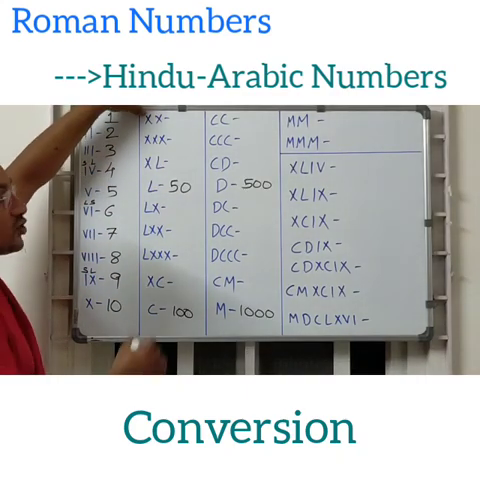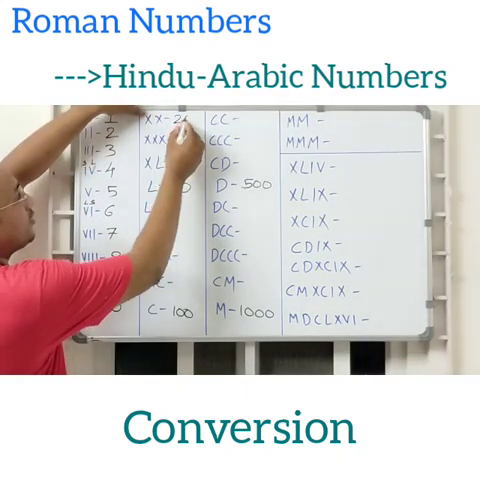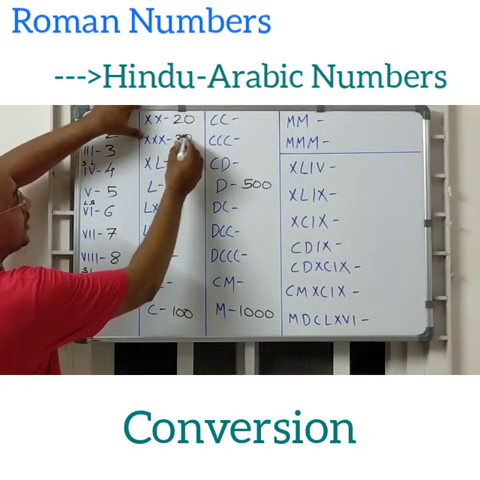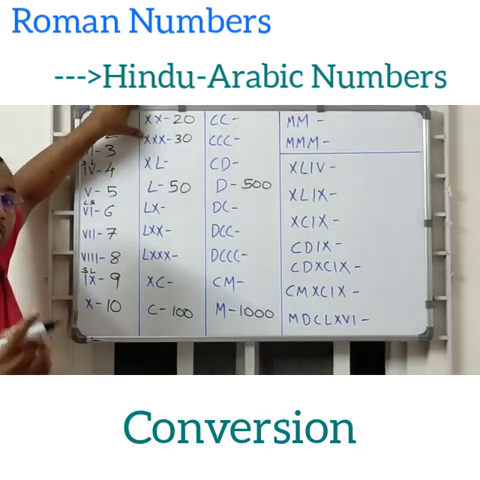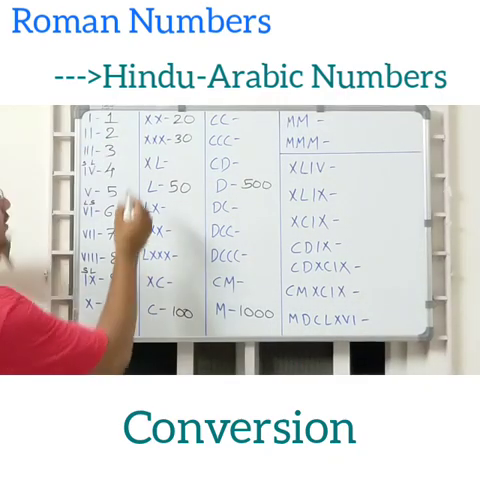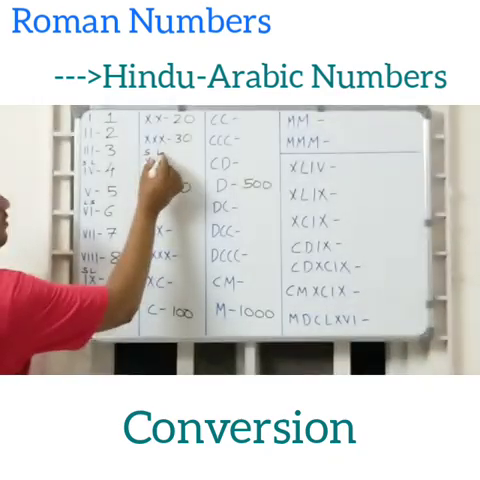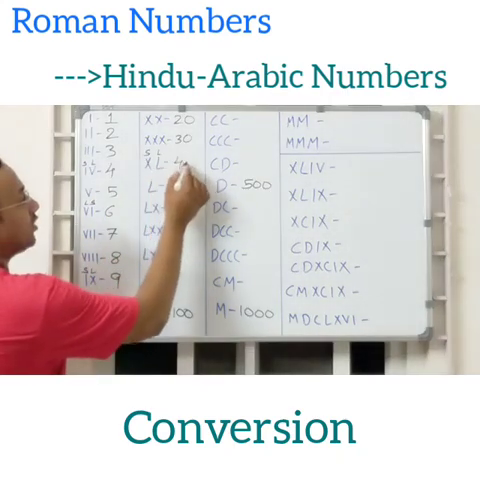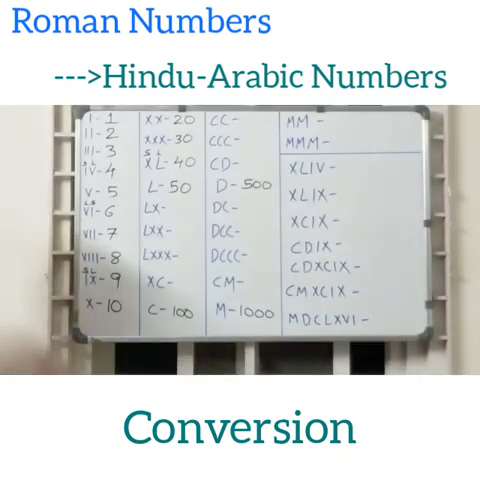It's a repetition. What do we do, friends? Add 10 plus 10, 20. Here also repetition 3 times. So 3 times 10 is 30. Repeated addition is nothing but multiplication. Next, here we have first smaller and then larger. What to do, friends? Subtract. 50 minus 10, 40. So whenever we have 40, it is XL.